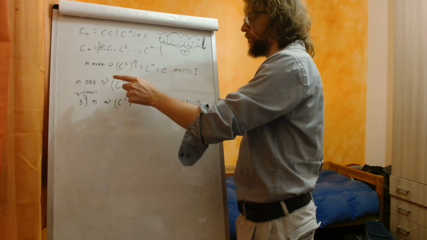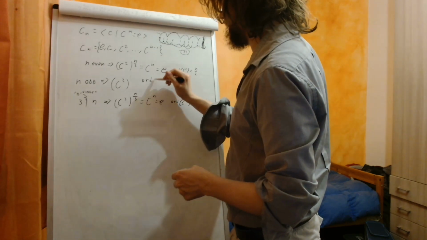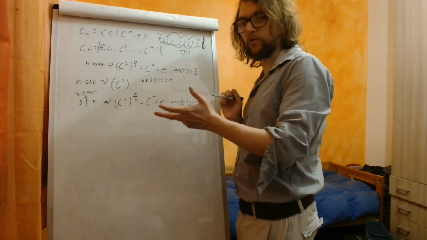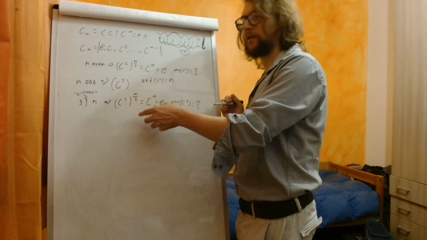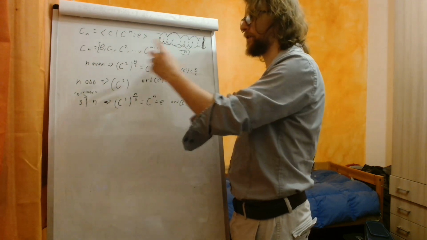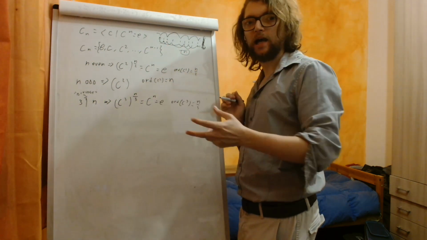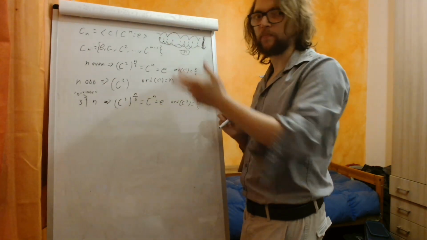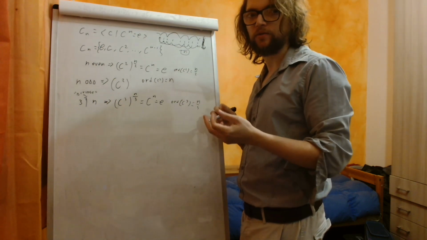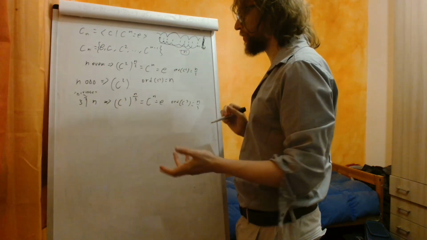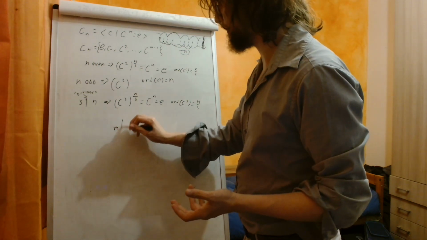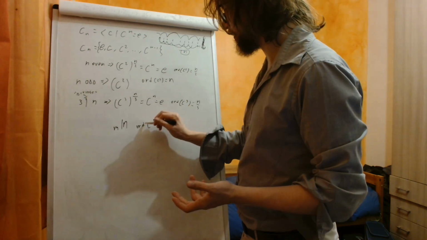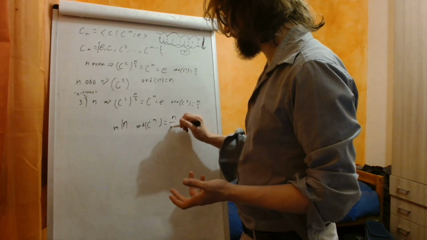So if n is odd, the order of c squared is n. And what is the order of c to the cube? It's perfectly analogous to this. If you can divide n by 3, then you will end up in 0 after n divided by 3 steps. Otherwise, you will have to do n steps. In general, if m divides n, then c to the m has order n divided by m.